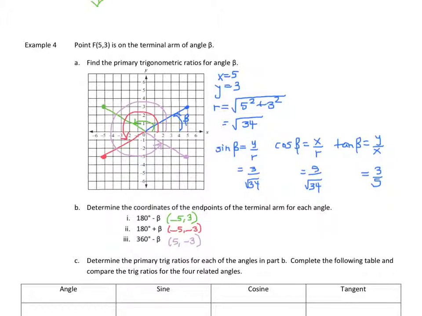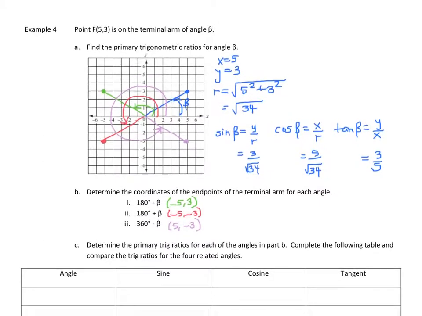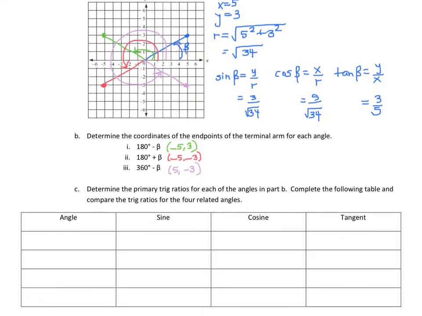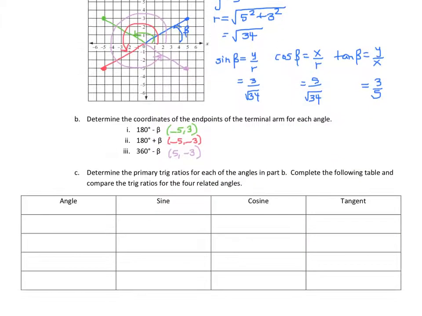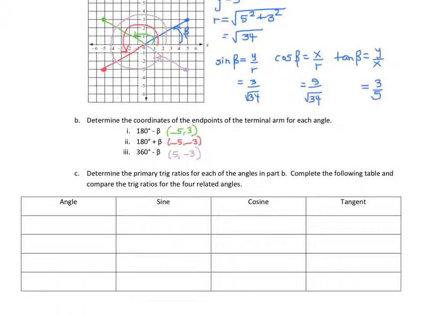Now in the chart that follows, we're asked to determine the primary trig ratios for each of those angles in part B and complete the table to compare the trig ratios for the 4 related angles. So what we're going to do is list those angles in terms of beta, because we actually still don't know its sides. So we're going to just write the angles in terms of angle beta in the left-hand column.